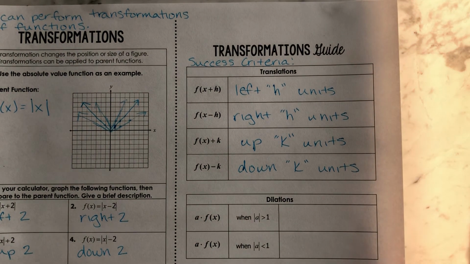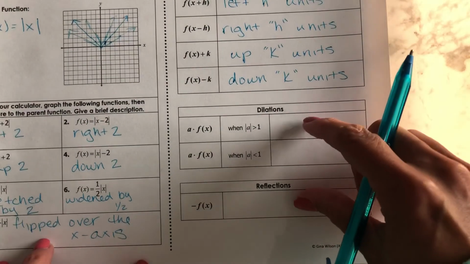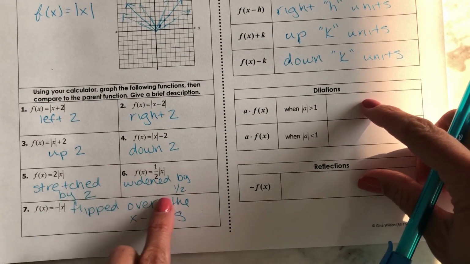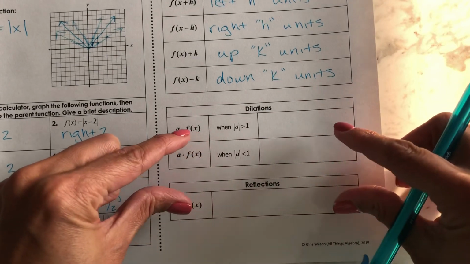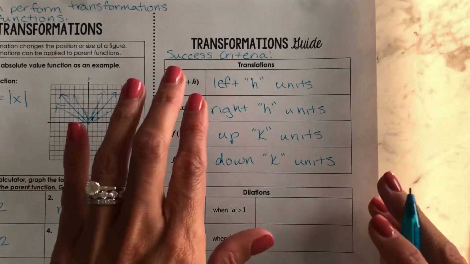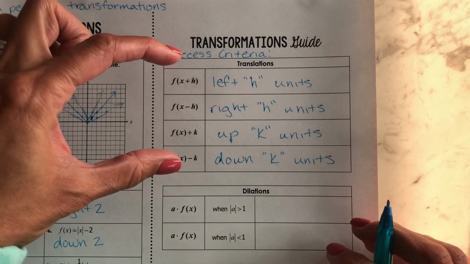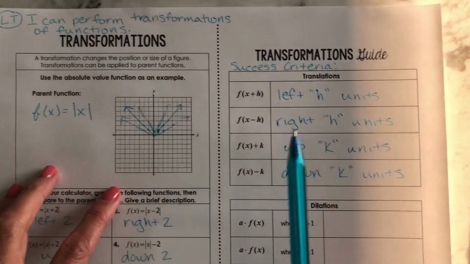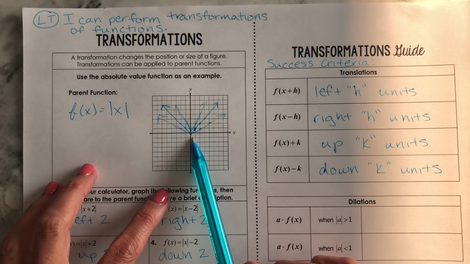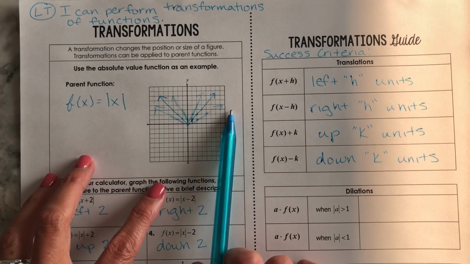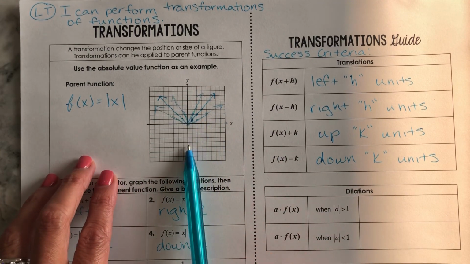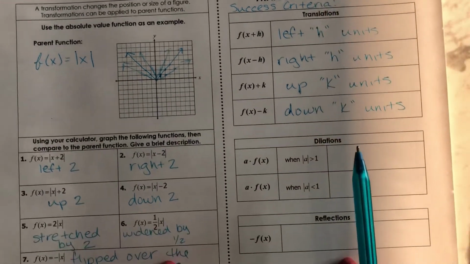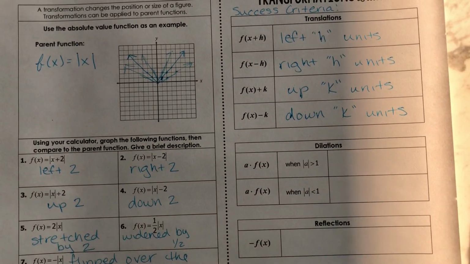Okay. We're going to save these other two. We did discover them down here, but we're going to save the success criteria for tomorrow because I just want us to focus on the translations right here. So the actual parent shape is not changing. It's just moving from side to side or up and down. Tomorrow we'll look at these other ones. You were given a worksheet.